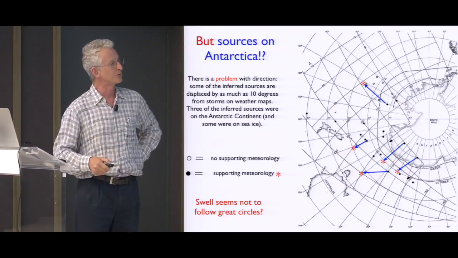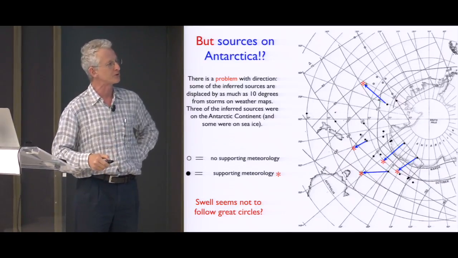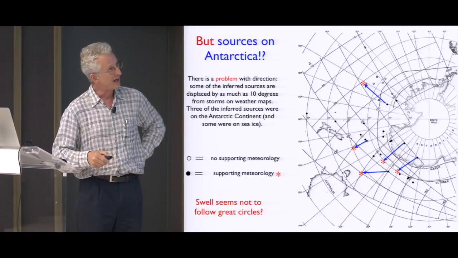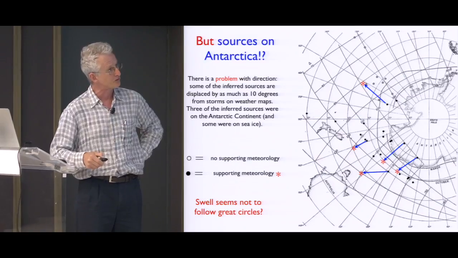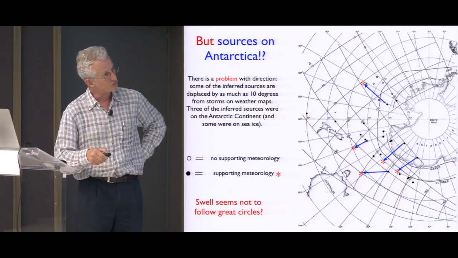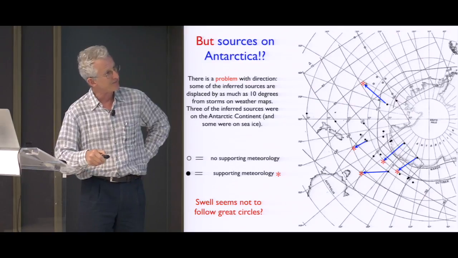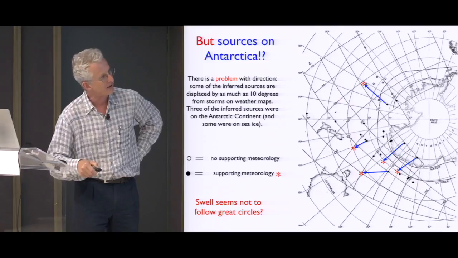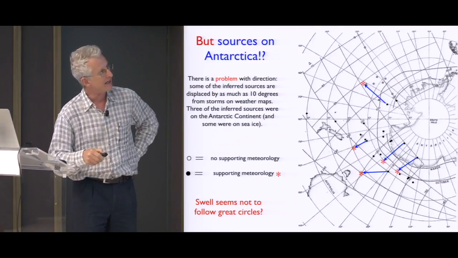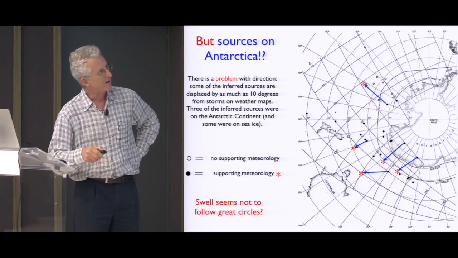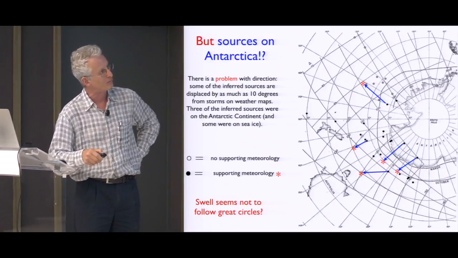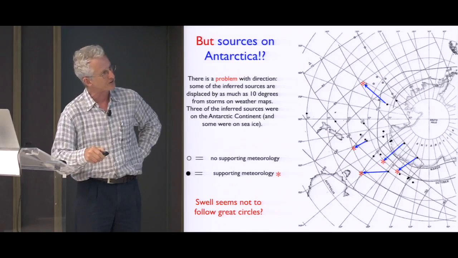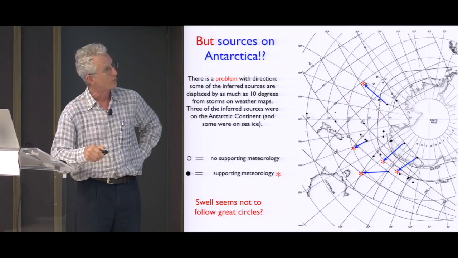Some of the inferred sources were at least 10 degrees away from where storms were actually located on weather maps. So the solid points here are where the meteorologists told us there were storms around Antarctica. Here's Australia, Antarctica. I think the ice edge is probably shown on this map somewhere, the ice edge in October, for instance. Some of the inferred locations had to be displaced quite a distance from where there were actually storms on the weather map.